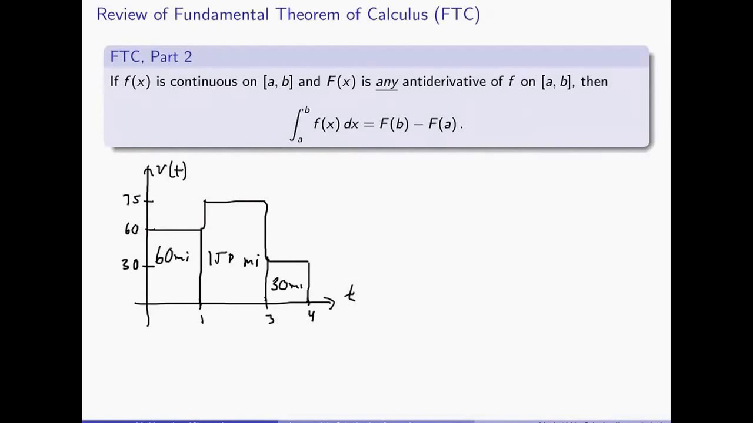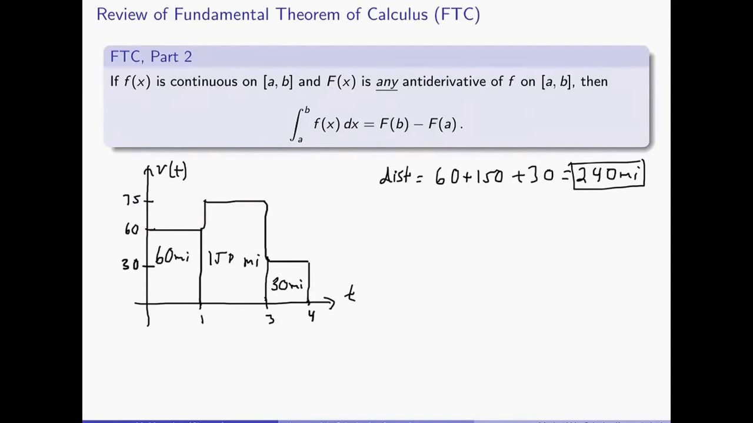So our total distance is equal to 60 plus 150 plus 30, which is equal to 240 miles. That's one way to do this. Of course, that's not what you're going to do, realistically. I mean, there's a much easier way to do this, and that's looking at your odometer.